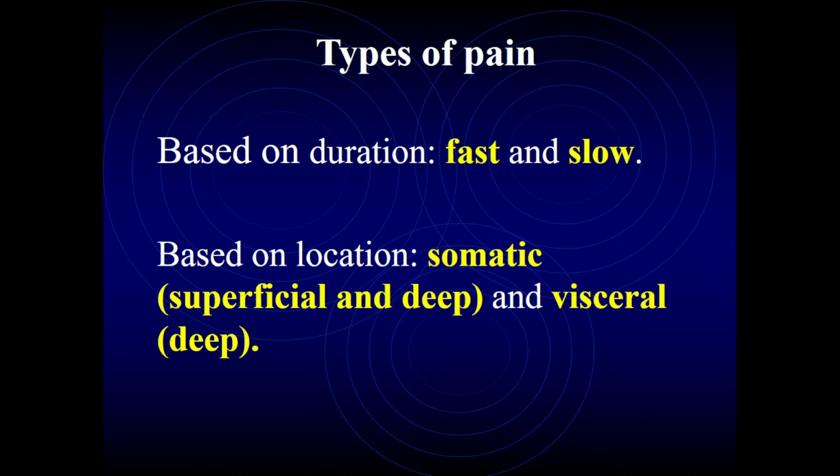On the basis of location, somatic and visceral pain. Somatic pain may be superficial and deep. Superficial, for example, on the skin. And somatic deep pain, for example, in muscles and bones. Visceral pain comes from internal organs and blood vessels.